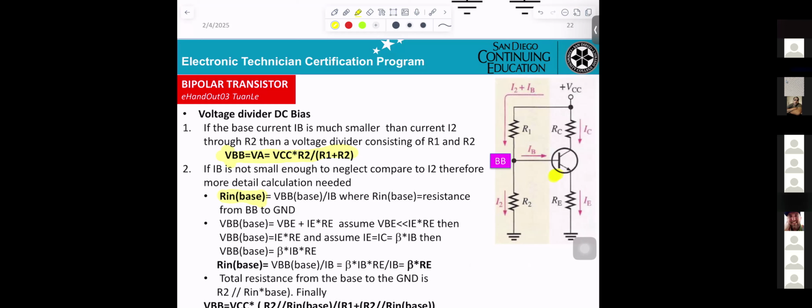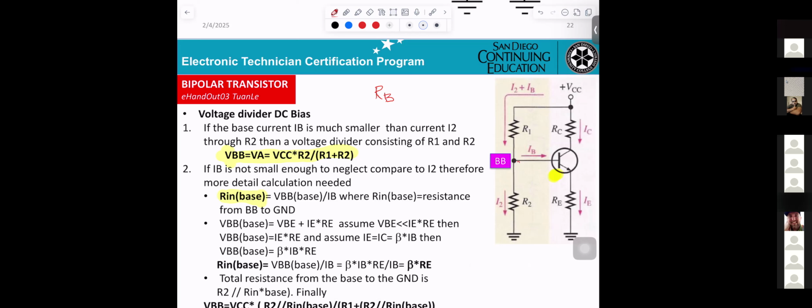Now, if I give you a meter and I want to measure RB, RB means the resistance from the base to the ground. So you connect the high side to the base and the low side to the ground. That will measure the resistance from the base to the ground.